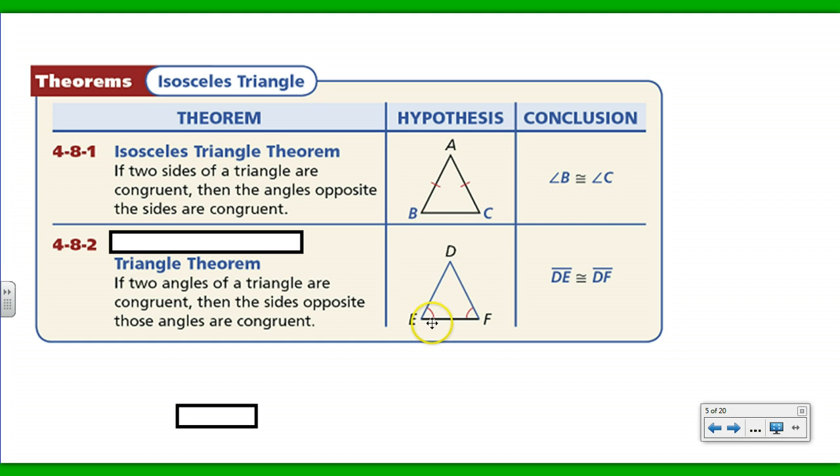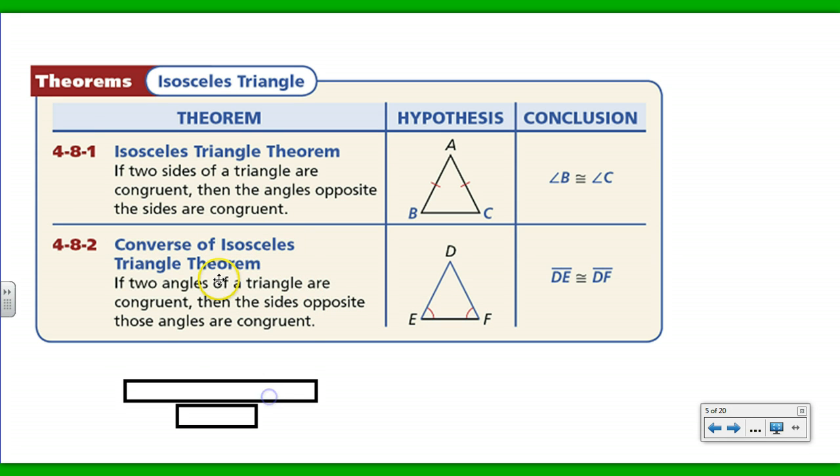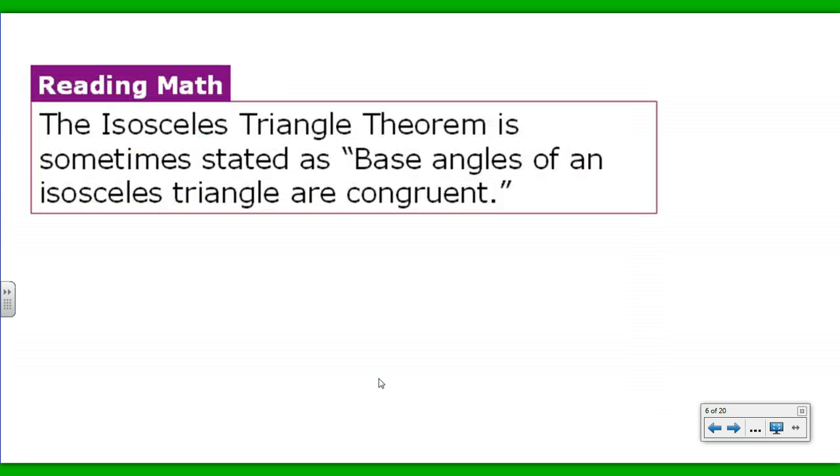And kind of the converse of that is if we know that 2 angles of a triangle are congruent, then the sides opposite those angles are congruent. So this is the converse of the isosceles triangle theorem. We can prove a triangle to be isosceles if we know that 2 of the triangle's angles are congruent. The isosceles triangle theorem is sometimes stated as base angles of an isosceles triangle are congruent.